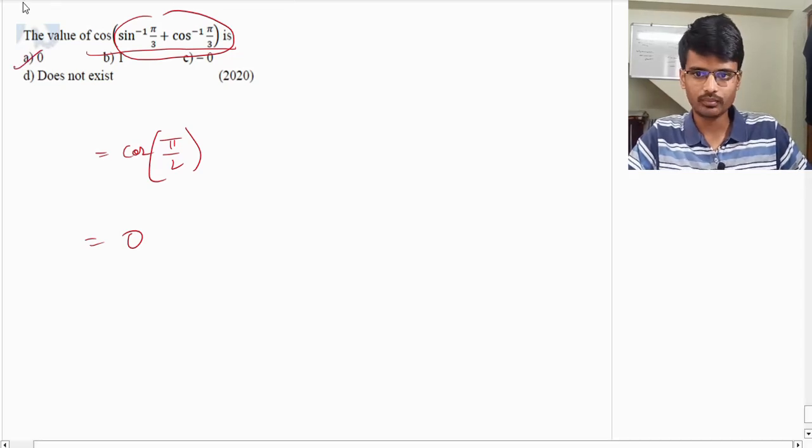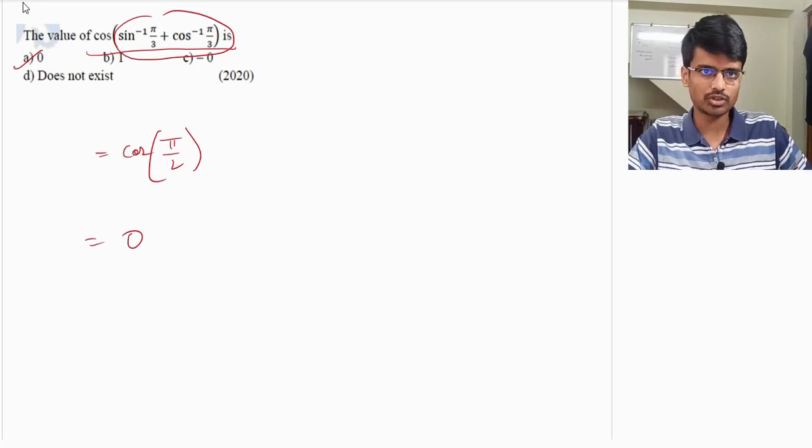Option A. So using the property we have done, sine inverse of x plus cos inverse of x is equal to pi by 2. Using the property we solved. Okay, so this was the last question.